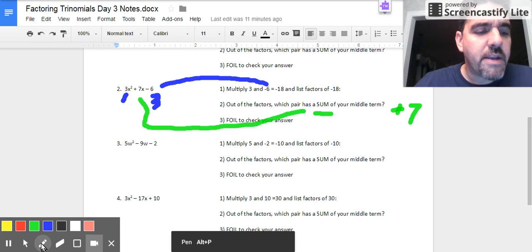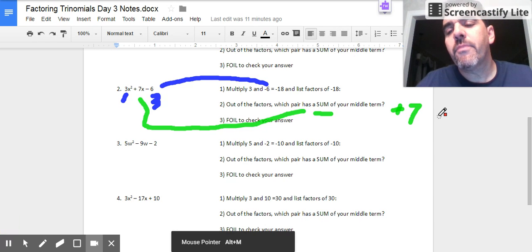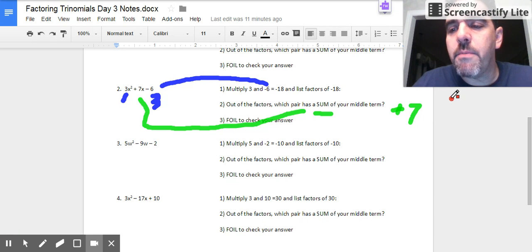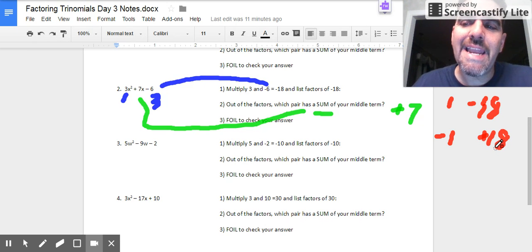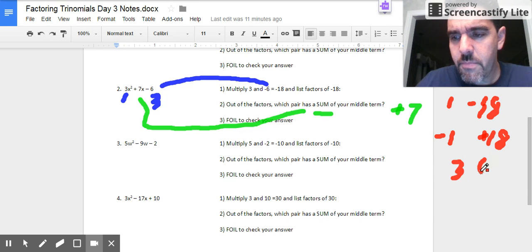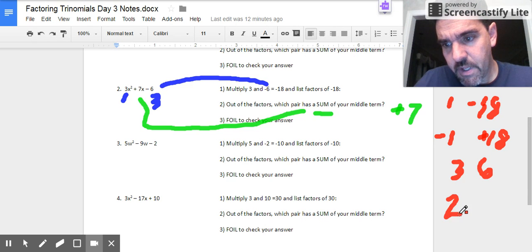So as I go to list all these factors here, just as an example, my first factor is going to be 1 and negative 18, because 1 times negative 18 gives me negative 18. But my problem is they do not add up to 7. In fact, if anything, it gives us negative 17, so that means I can't use negative 1 and positive 18. Because again, I'm going to get positive 17 here. So if you can think of pieces like that, you can start taking a look at all of your factors, 3 and 6, and 2 and 9.